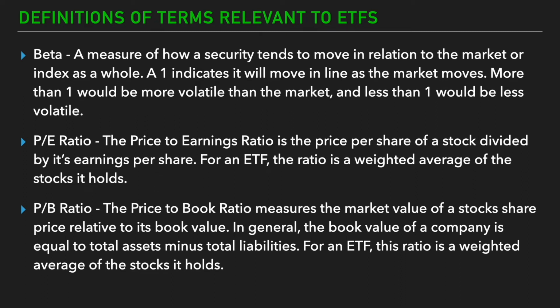So next up, we have the PE ratio. The PE ratio is the price to earnings ratio, and it is the price per share of a stock divided by its earnings per share. For an ETF, the ratio is a weighted average of the stocks it holds. So it's not just based off one stock or two stocks; it's based off all the stocks the ETF holds. So you can get a roundabout way of seeing how that ETF is valued relative to its underlying assets, looking at that PE ratio and comparing it to other ETFs. If the price is really high but the earnings are low, then you're going to have a high PE ratio. But if the earnings are really high and the stock price is in line or low, you're going to have a lower PE ratio.